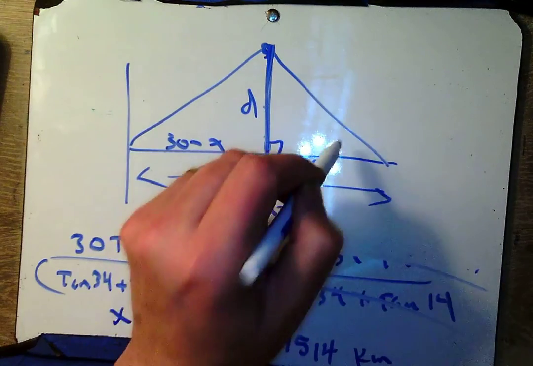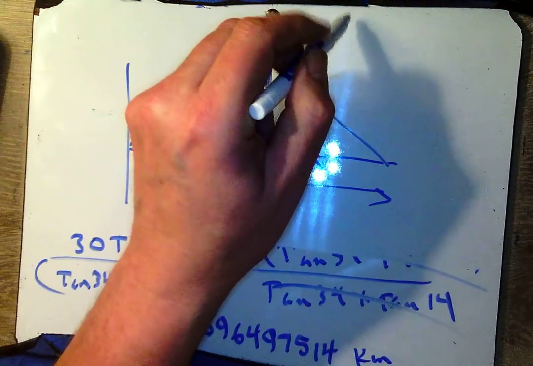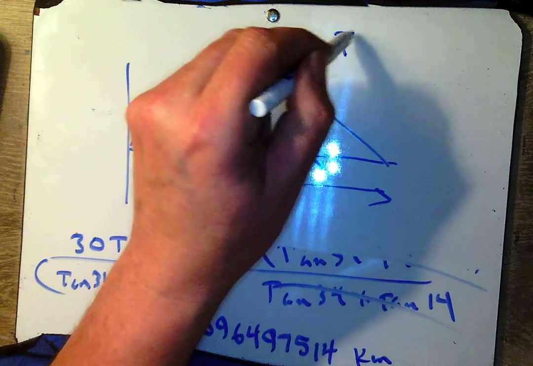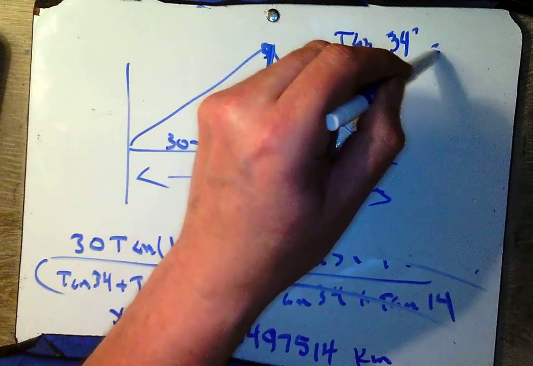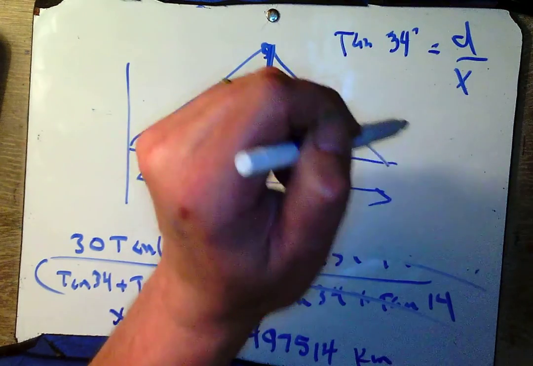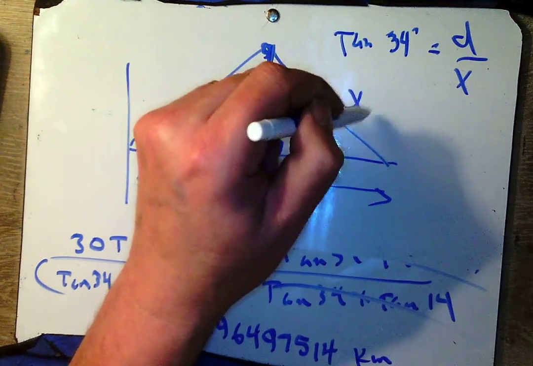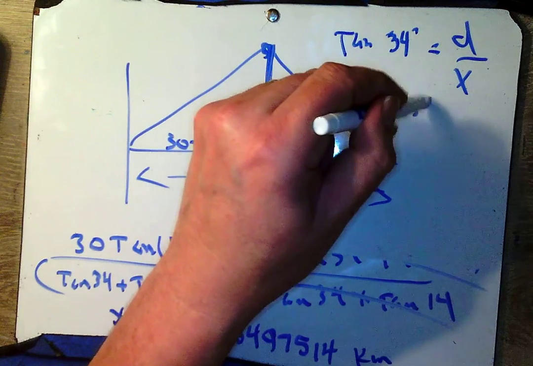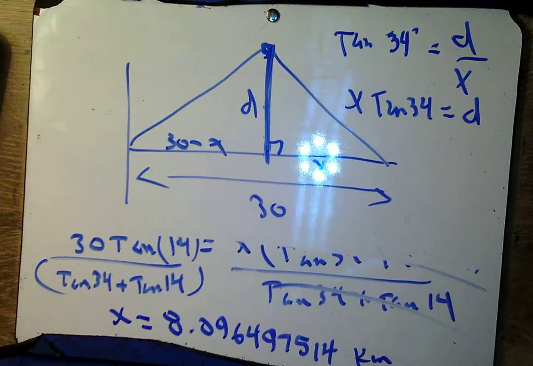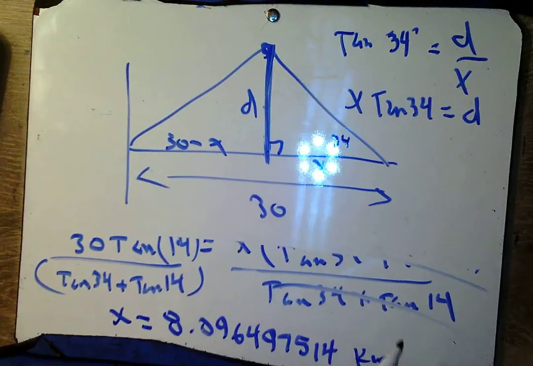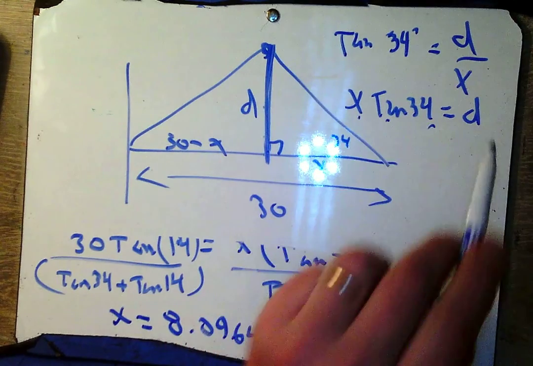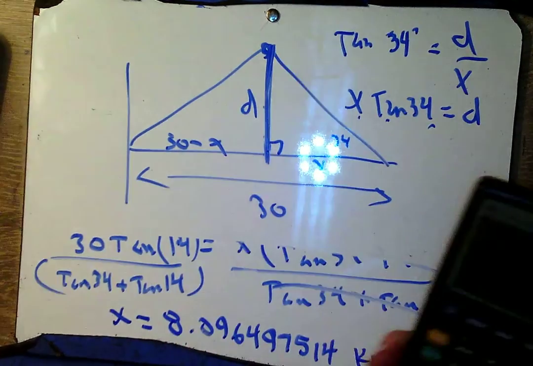Remember, when we made our trig equation over here, we said tangent of 34 degrees equals d over x. So x tan 34 equals d. Just check, 56? Yes, 34. Okay. So I know what x is. If I multiply x by tangent 34, I can get d.